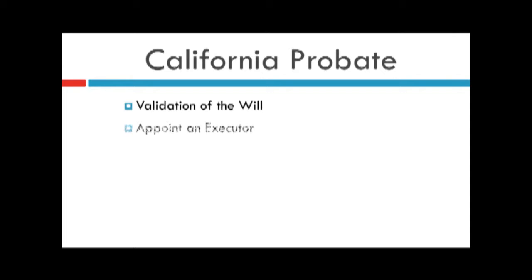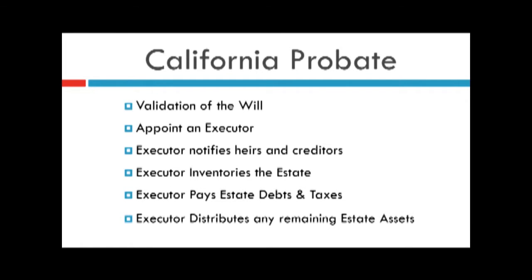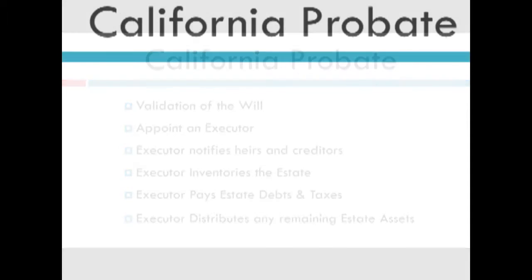1. Validating the will. 2. Appointing an executor. 3. Notifying heirs and creditors of your passing. 4. Inventory of the estate. 5. Paying estate debts and taxes. 6. Distributing the remaining assets. Let's get into further details about each step.